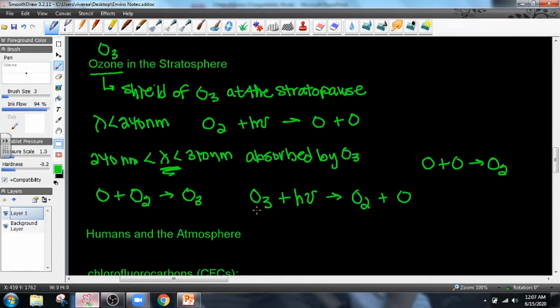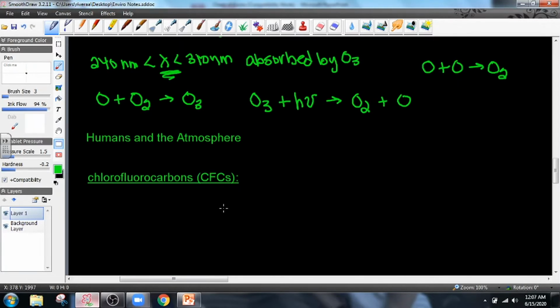Production of ozone, then ozone hits the light, makes O2 and more free oxygens. The free oxygens make more O2, or the free oxygens go on and make more ozone. Love it. Okay, but seeing as we are humans, we tend to mess things up.